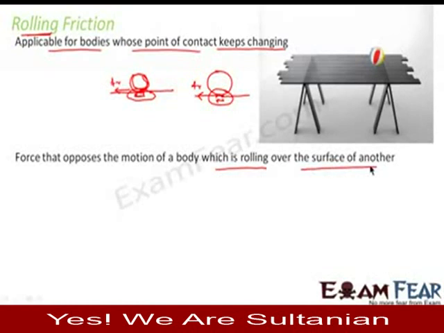So what was static friction? It was the force which tried to oppose the motion which was about to start. When we talked of kinetic friction, it opposed the motion of a body moving on the surface of another body. Now when we are talking of rolling friction, it is opposing the motion of a body which is rolling over the surface of another body.